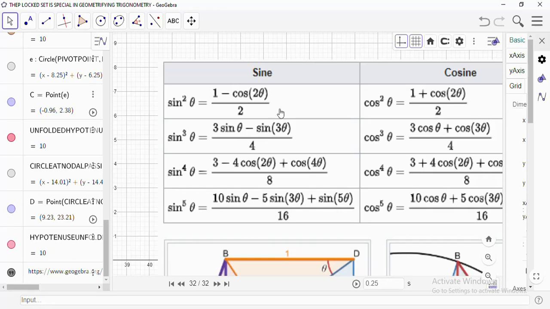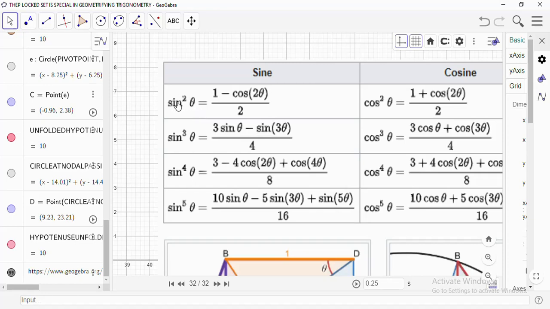Now, how to examine this kind of trigonometry expression? Suppose it is said that sine square theta is equal to (1 minus cos 2 theta) by 2. Here, how will we examine this? In the left hand side, we will take it as sine square theta by 1, that is the sine square theta by L.